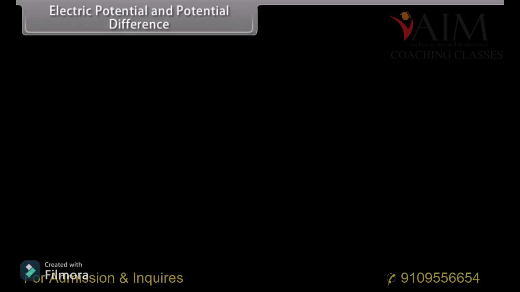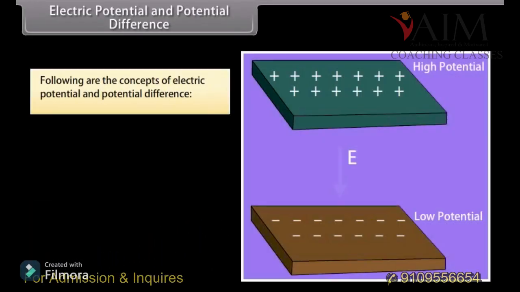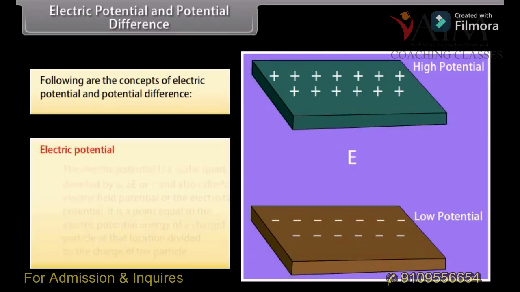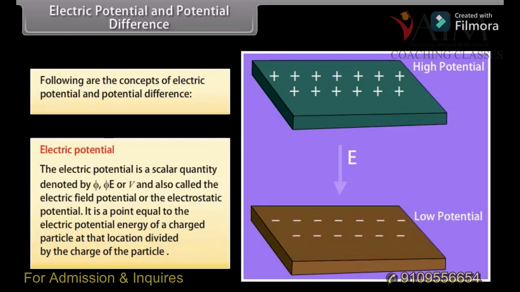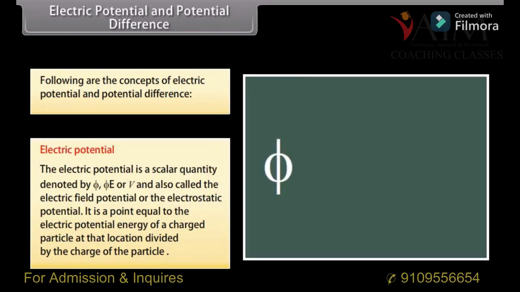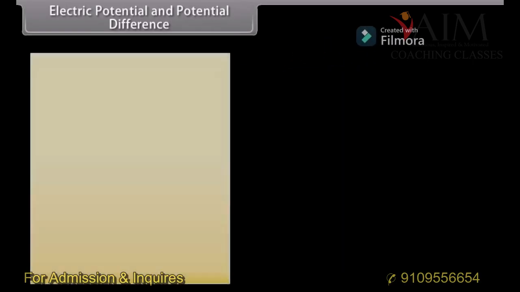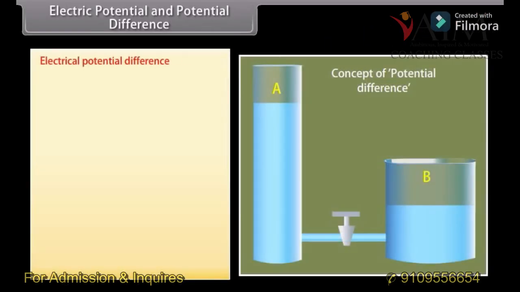Electric potential and potential difference. Let us look at the concepts of electric potential and potential difference. Electric potential. Electric potential is a scalar quantity denoted by E or V. It is a point equal to the electric potential energy of a charged particle at the location divided by the charge of the particle.